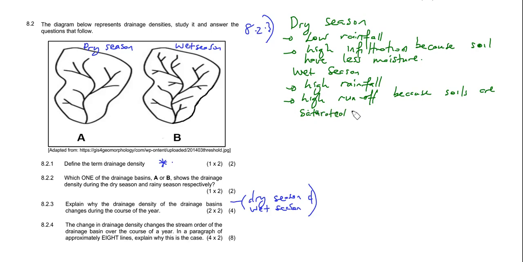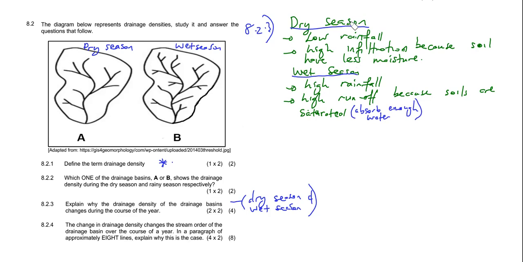When we say they're saturated, they are full of water. So they have enough water. They have absorbed. Saturated means that the soil has absorbed enough water, so it can no longer take more water here in the wet season. That's why it promotes runoff and also promotes high drainage density.